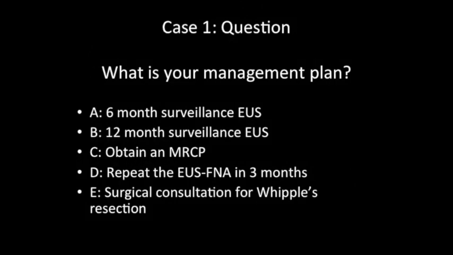The question is, what is your management plan? A, a 6-month surveillance EUS, B, a 12-month surveillance EUS, C, obtain an MRCP, D, repeat the EUS FNA in 3 months, or E, obtain a surgical consultation for a Whipple's resection.